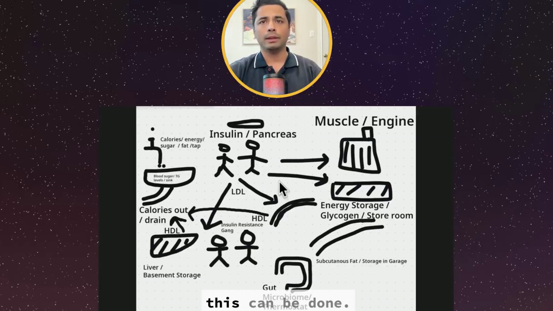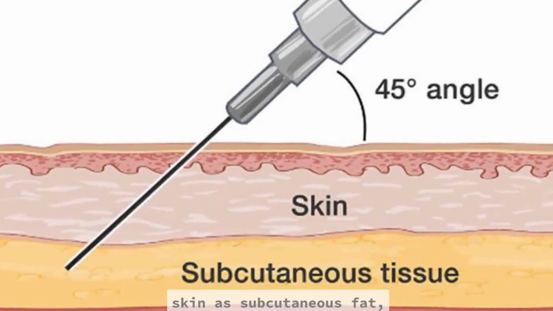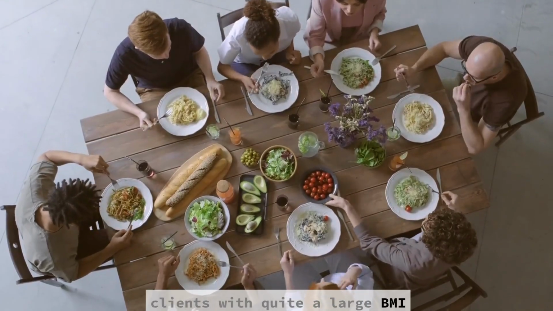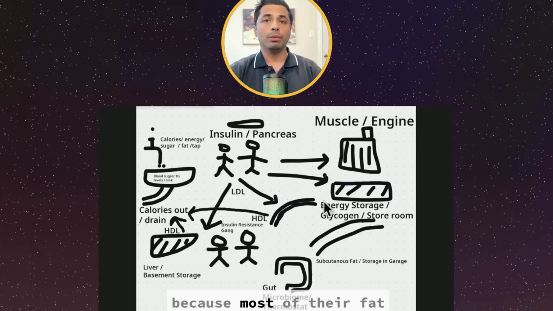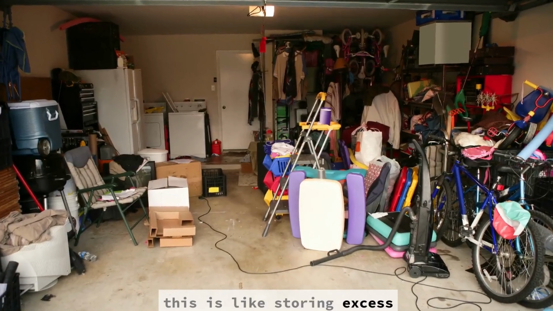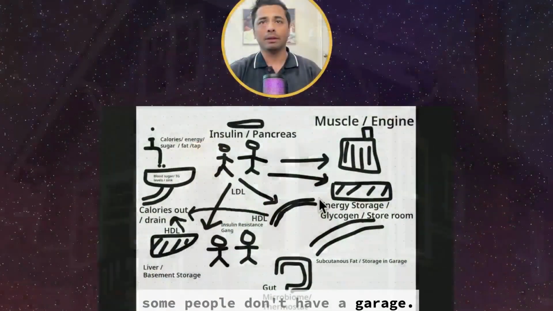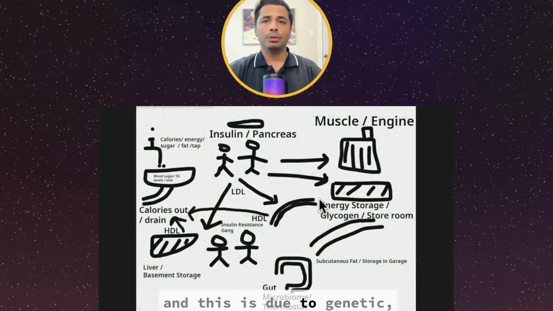But there are two ways where this can be done. It can be stored under your skin as subcutaneous fat, which means fat under your skin, and this is safe fat. This is actually the fat that you see for the most part, but it's not metabolically unhealthy, and that's why you can have clients with quite a large BMI who are metabolically healthy, because most of their fat is the healthy variety. It's the subcutaneous under the skin fat. However, this is like storing excess energy in your garage. Some people have a triple garage, some people don't have a garage. There's a lot of variation, and this is due to genetic, epigenetic, and environmental causes.